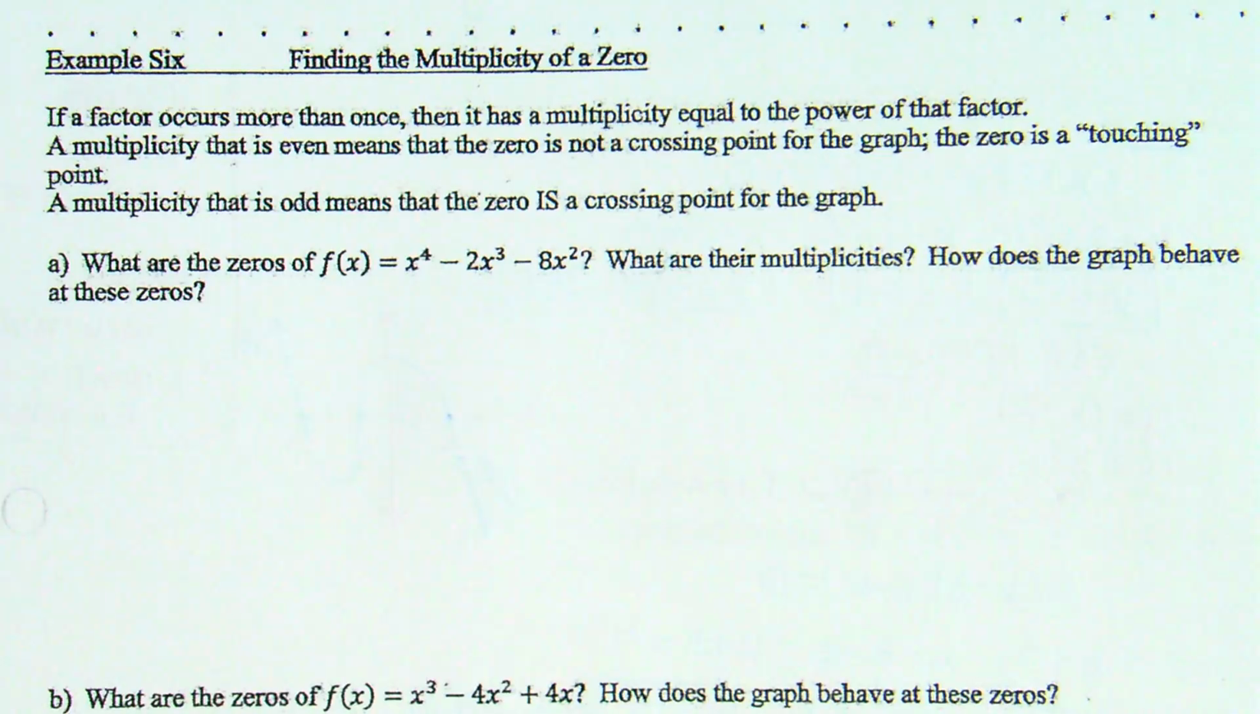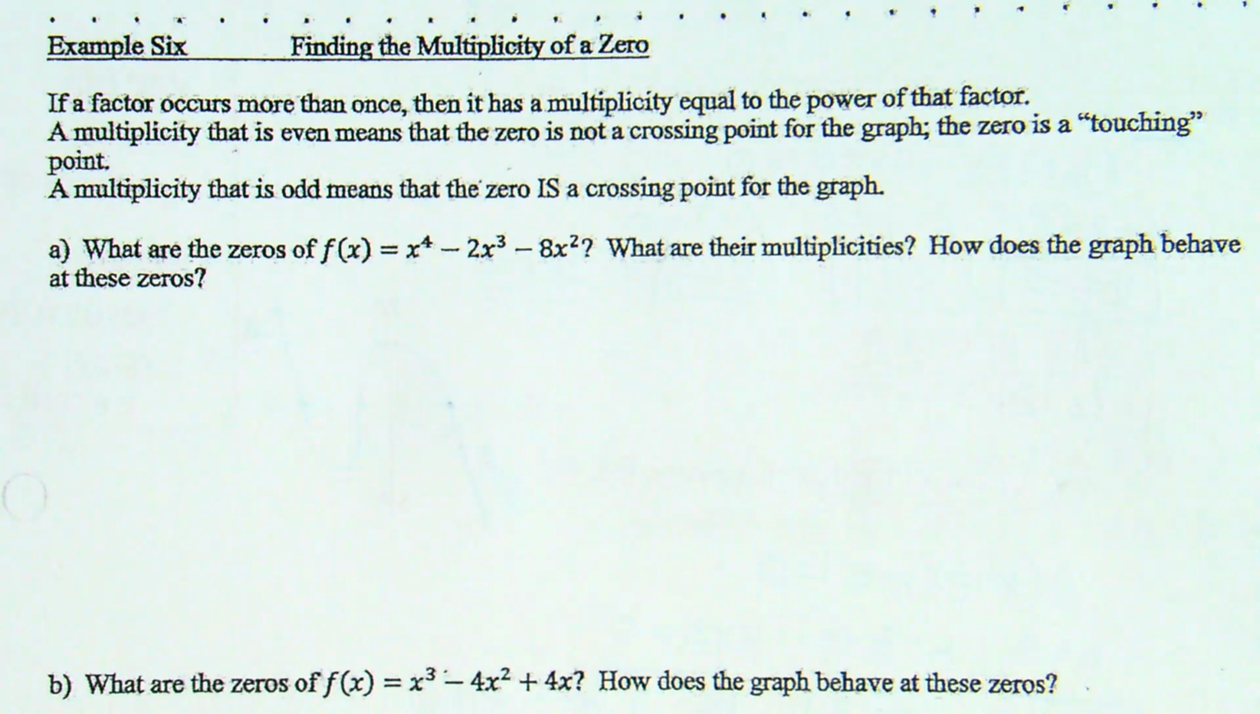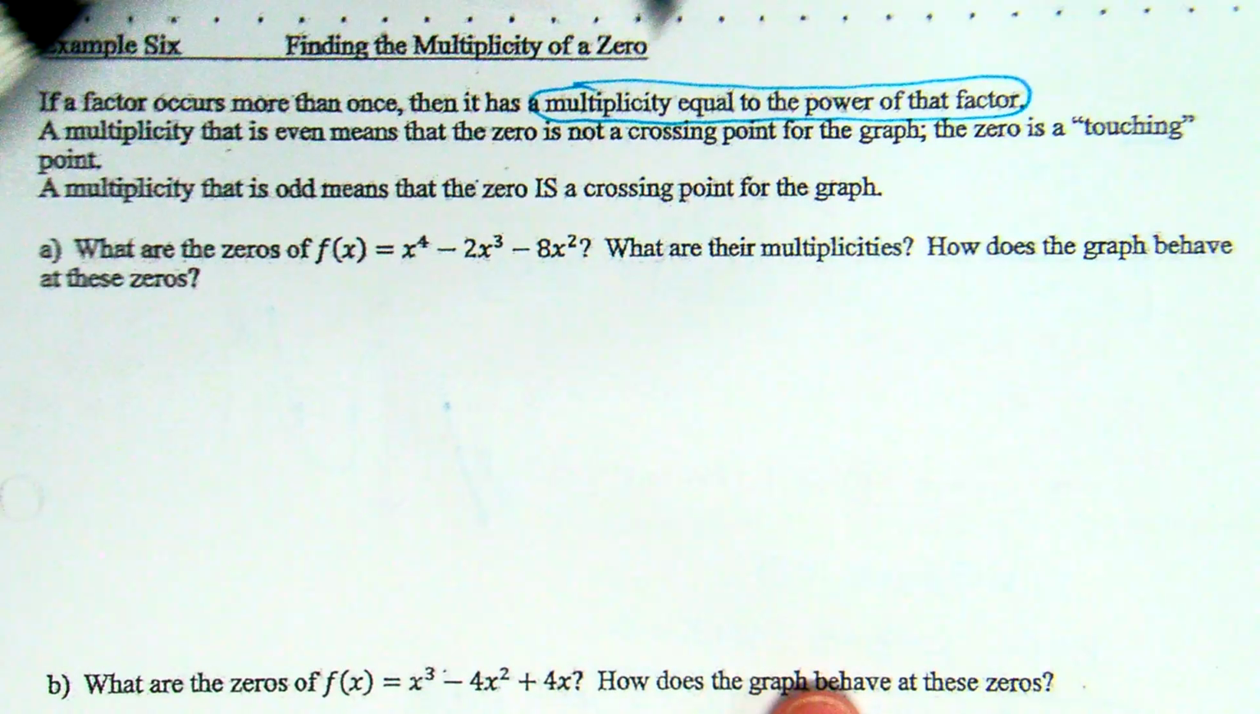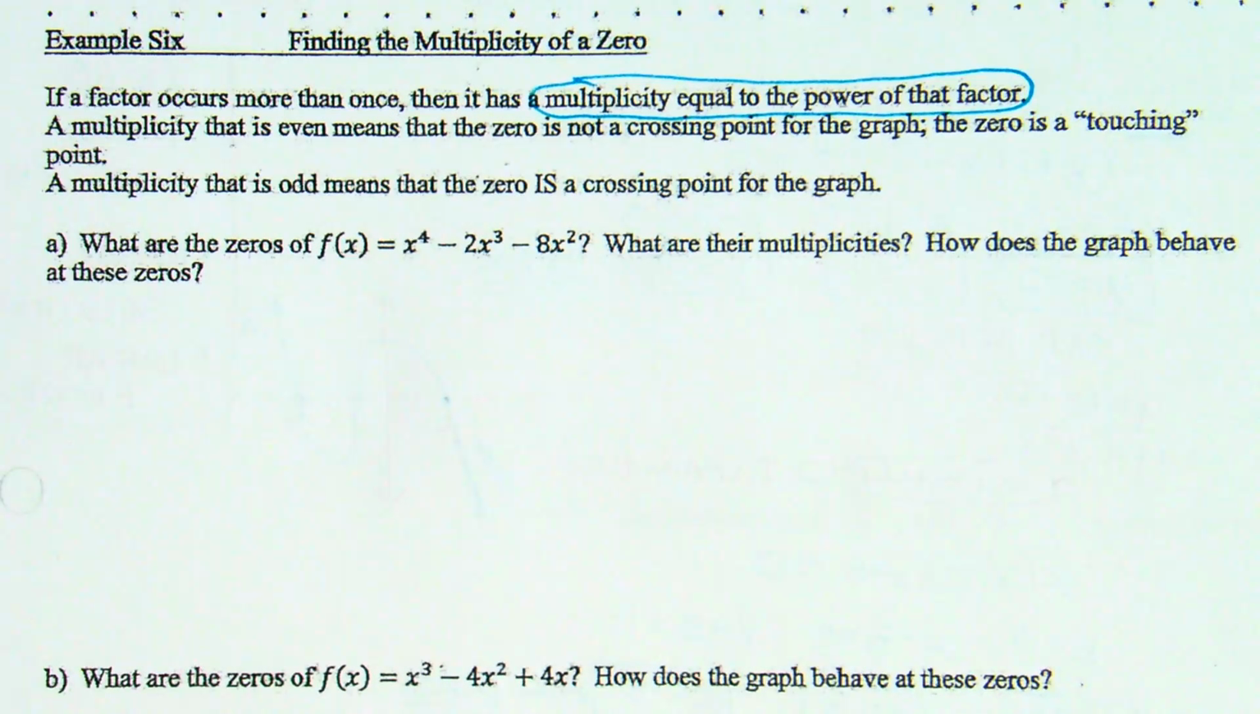Okay, we're going to talk about multiplicity in here. Multiplicity is a very easy thing, as long as I have time to explain it. If a factor occurs more than once, then it has a multiplicity equal to the power of the factor. Meaning, if you have x minus 2 in parentheses raised to the third power, that zero has a multiplicity of 3. Whatever that power is, that is your multiplicity.